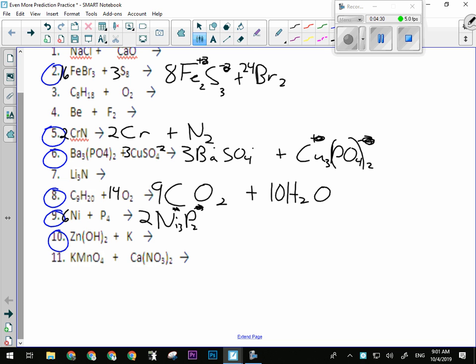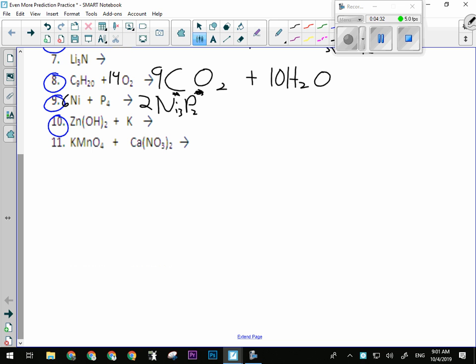Okay, and then for number 10, we've got zinc hydroxide reacting with potassium. What kind of reaction is that? A single replacement. Potassium's the metal, so it's going to swap out with zinc. So zinc is going to end up alone, and potassium will end up with hydroxide. Do I need brackets on this one? No, I don't. It's already dropped and swapped correctly, so I just have to go back and balance everything. I'm going to need a 2 here to balance the hydroxides and a 2 here to balance the potassium.